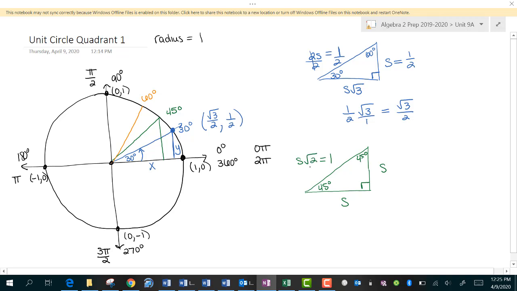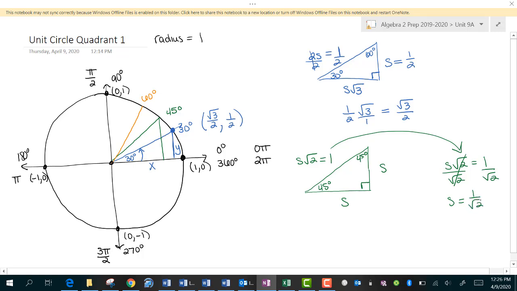So if I'm told that S root 2 is equal to 1, I'm going to do this off to the side so I have some more room. I need to solve for S. So I'm going to divide both sides by square root of 2. So I get S equals 1 over root 2.